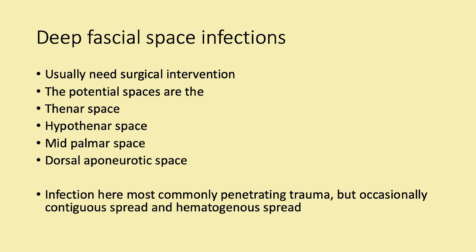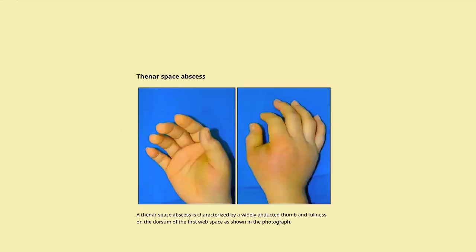They're usually deep to the tendons or superficial to the interosseous insertion or interosseous muscle. Thenar space, which is on the lateral aspect of the palmar area of the hand. We have the hypothenar space, which is on the medial aspect. And then we have the mid palmar space. And then we have the dorsal aponeurotic space. Infection usually occurs as a result of penetrating trauma, but also contiguous and hematogenous spread can occur.